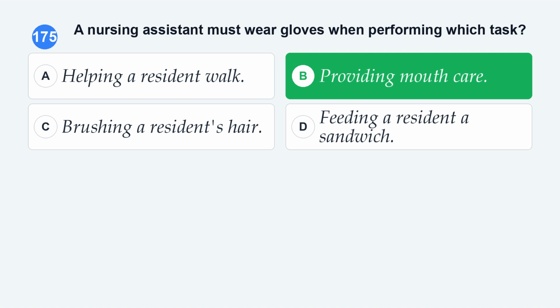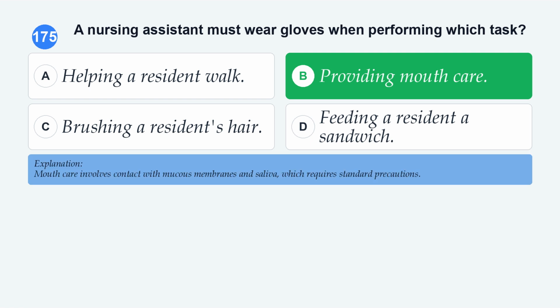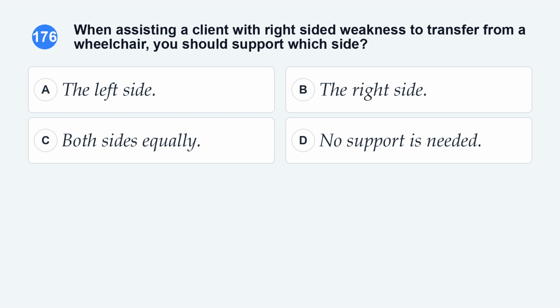The correct answer is option B, providing mouth care. Explanation. Mouth care involves contact with mucous membranes and saliva, which requires standard precautions. Question 176. When assisting a client with right-sided weakness to transfer from a wheelchair, you should support which side?